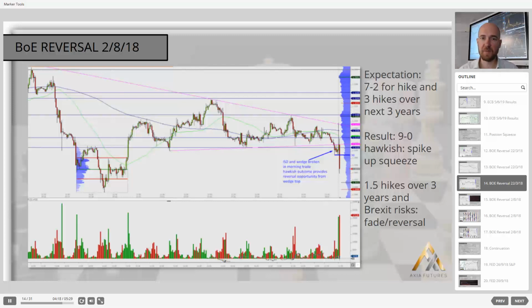Another interpretation element, much like the previous, is that they suggested that it would be 1.5 hikes over 3 years rather than 2, and that Brexit risks are still prevalent. And so therefore, the indication that hikes are going to be ongoing and perhaps more aggressive than people thought is no longer there. That's very important, and that's what turns the market back down.